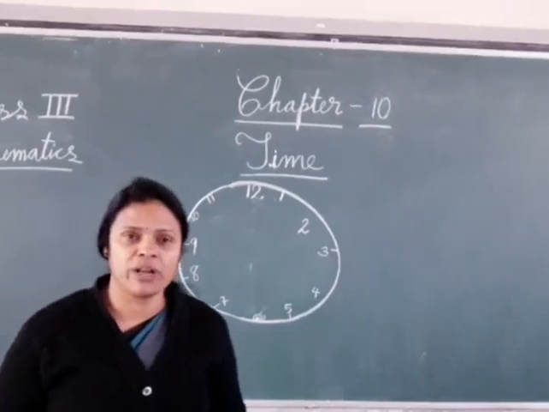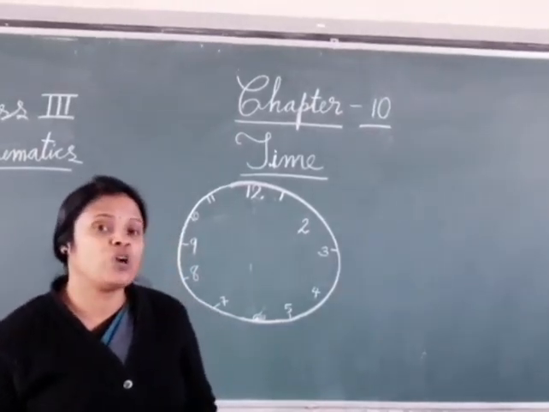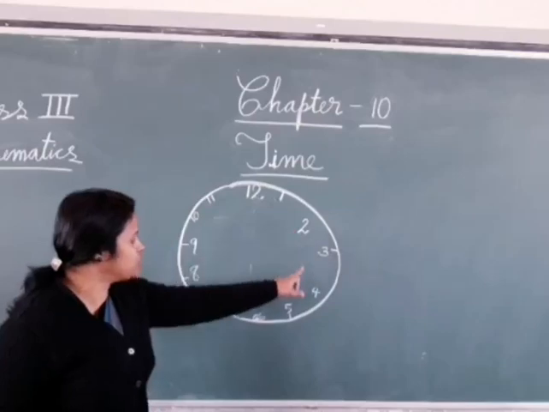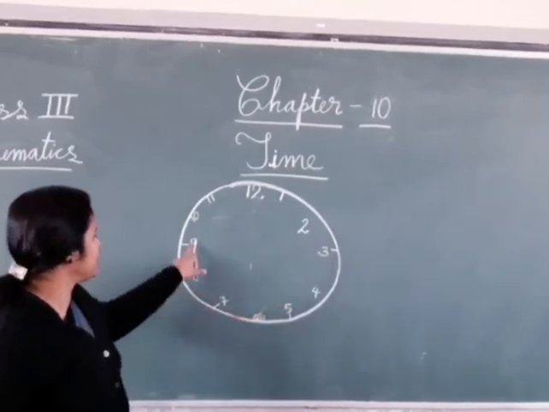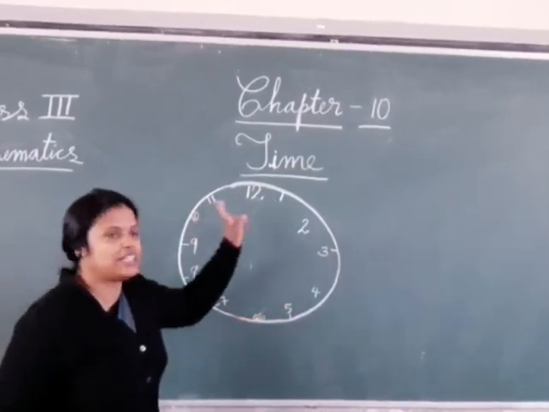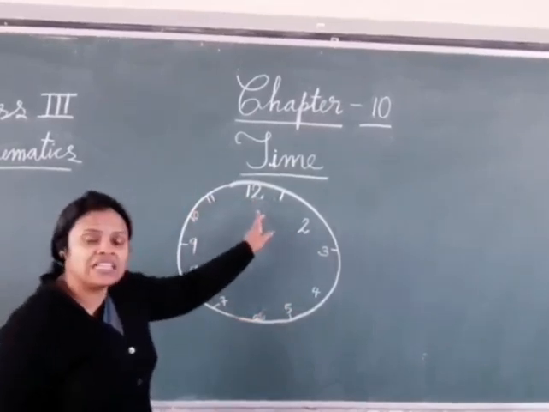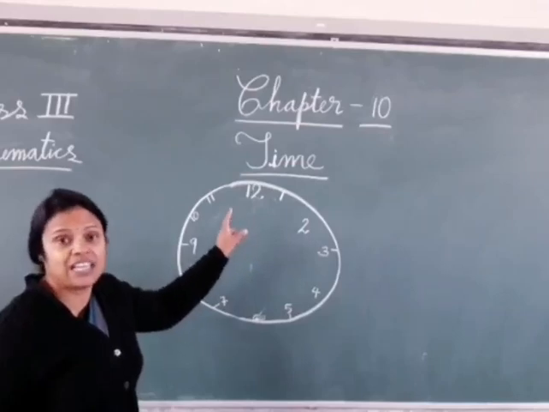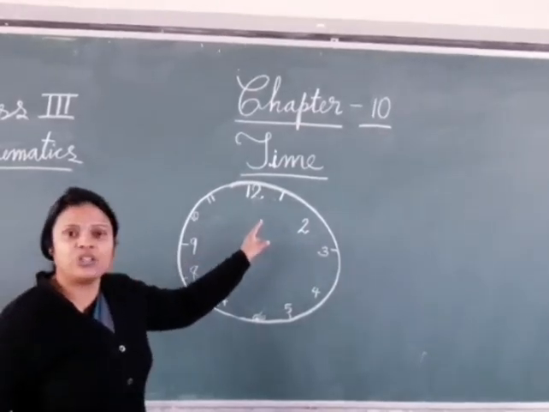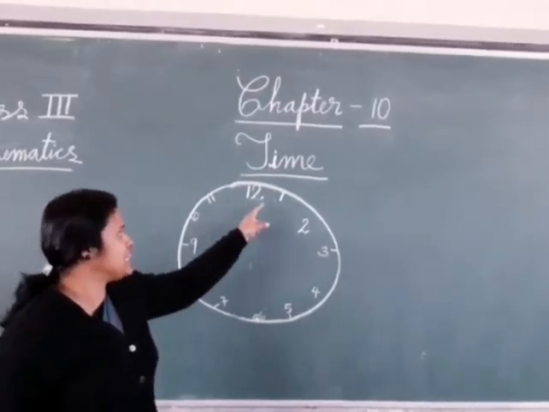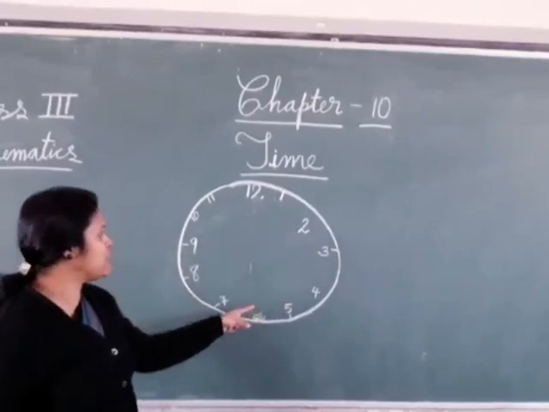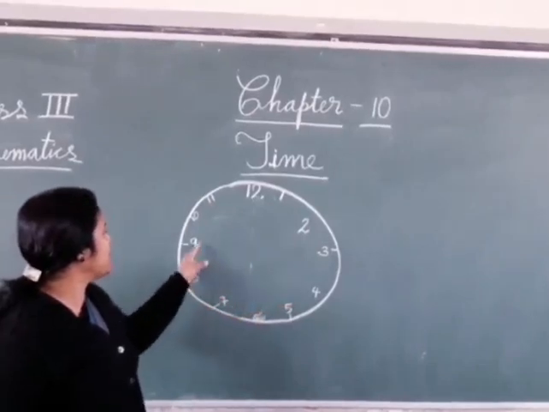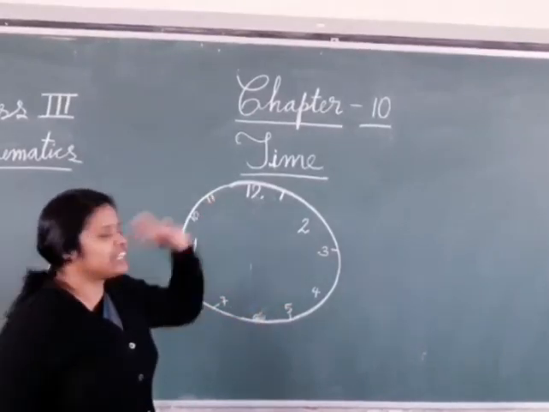That clock is commonly known as a 12-hour clock. Here you can see 1, 2, 3, 4, 5, 6, 7, 8, 9, 10, 11, 12. There are 12 hours in a clock. But you know that there are 24 hours in a day. But when we see the clock, we see 1, 2, 3, 4, 5, 6, 7, 8, 9, 10, 11 and 12.